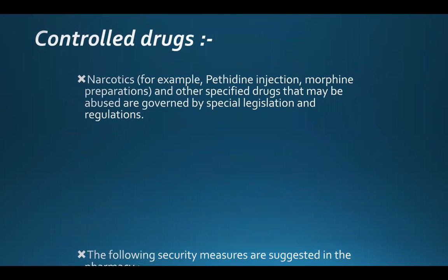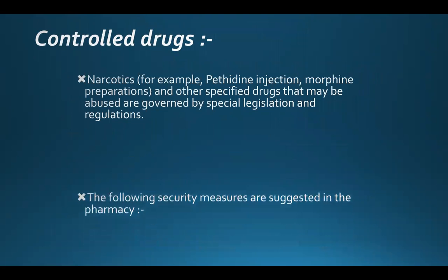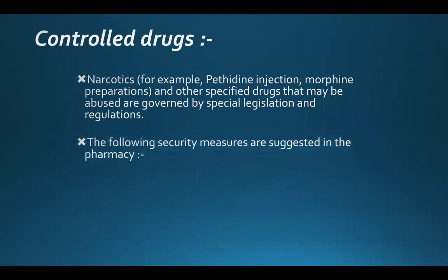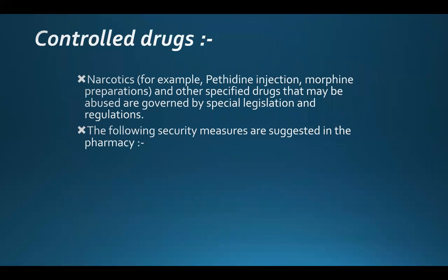Now there are controlled drugs. Which are the controlled drugs? Narcotics. Narcotic drugs are known as controlled drugs. There is a list of controlled drugs. Narcotics, for example, pessaries, injections, morphine preparations, and other special drugs that may be abused are governed by special legislation and regulation. The following security measures are suggested.